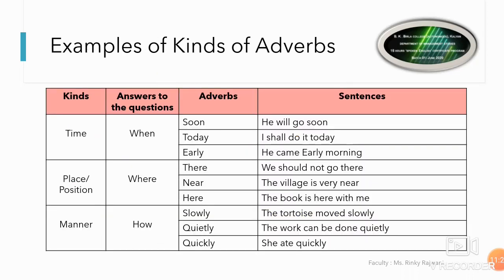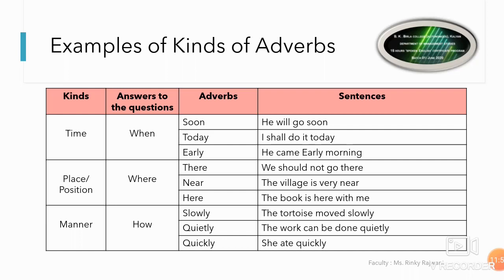Now, here we are with some examples of adverbs. As in the previous slide, we had seen the three kinds of adverbs. So, we will see with examples like time, place. Place is also called position, and then manner. Now, as we had already seen in the second column, it answers the questions. Time answers when, place answers where, and manner answers how. So let's see the adverbs.